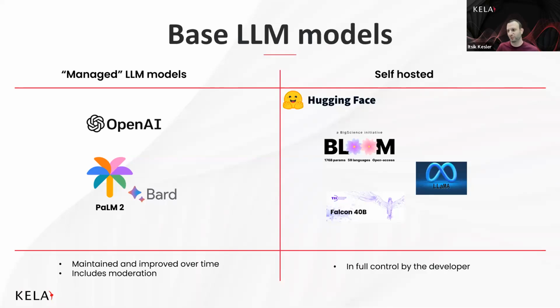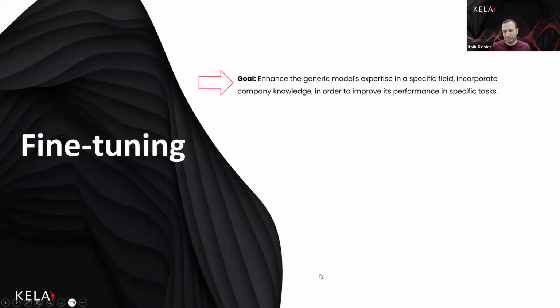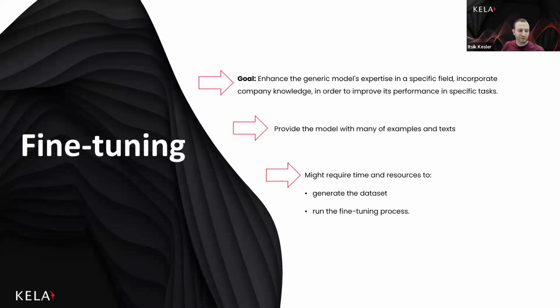Now, after you have this base model, you will have a model which is very generic. The next thing that you will want to do is fine-tuning. The goal of fine-tuning is to give the model expertise in a specific field. Let's say that we take ChatGPT. ChatGPT is fine in the general sense, but you might want it to be more specialized as a travel agent, or you might want it to be more specialized with a security focus.